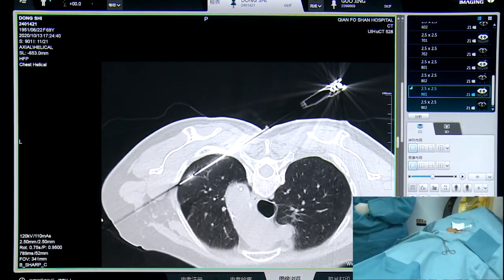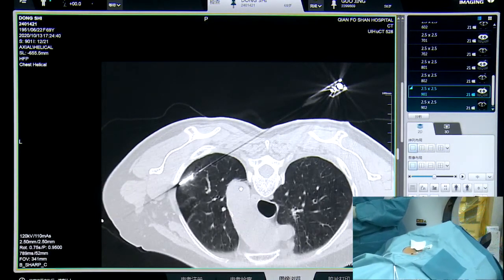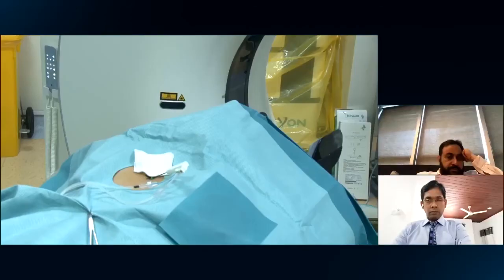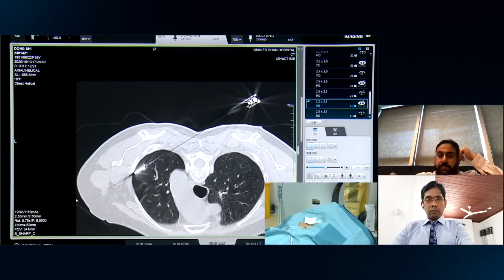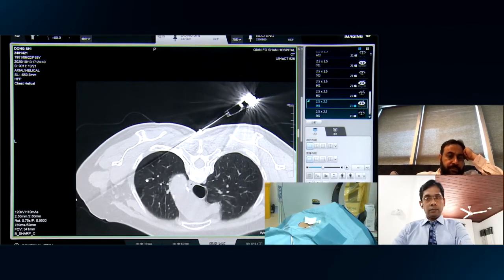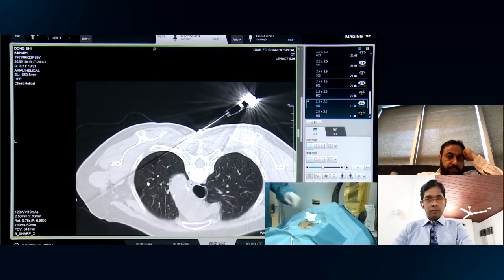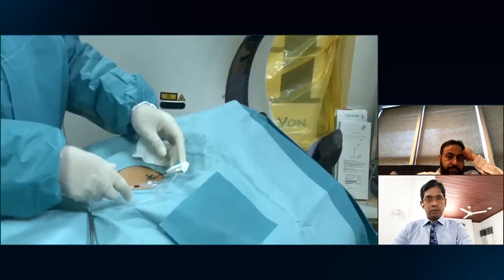Okay. The antenna is, yeah. So now we can see the antenna. The antenna itself can be a marker for the biopsy needle.